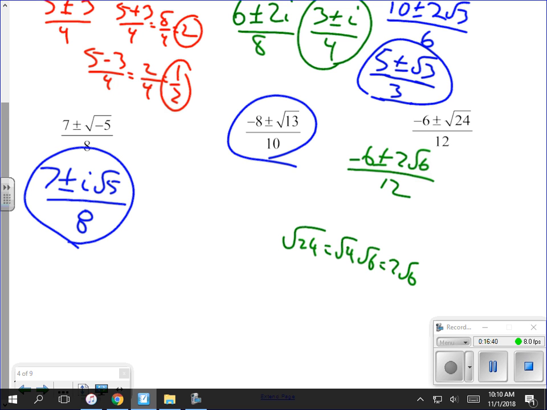Okay? So, but I can reduce this because everything else is divisible by 2. The 6, the 2, and the 12. So I'm getting negative 3 plus or minus root 6 over 6. And that's done. I cannot go any farther. Yes, it appears that they're all divisible by 3, but the 3 inside the radical cannot be reduced with things outside the radical.